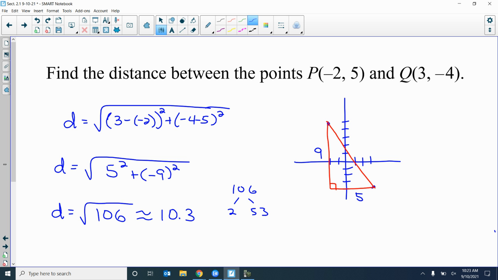So basically, you're doing the Pythagorean theorem. 5 squared plus 9 squared. You get 106. Always going to work. Do you have to draw it out? No, you can use the formula. All right, midpoint.